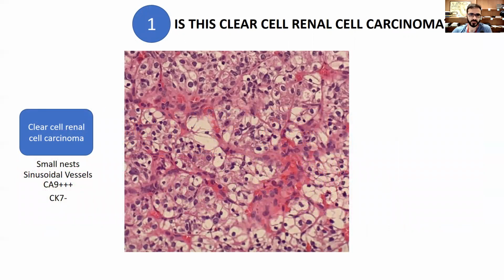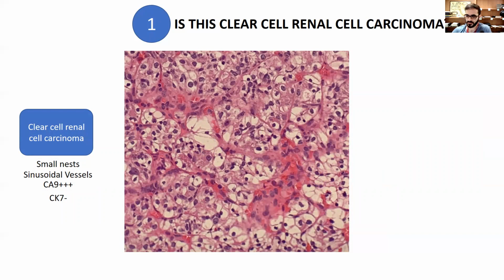Clear cell renal cell carcinomas are composed of, well, clear cells, tumor cells with clear cell cytology, forming small nests. And also, as important as those small nests, you will have fine, delicate capillaries embracing those small nests. The architectural features of the vasculature are also important.